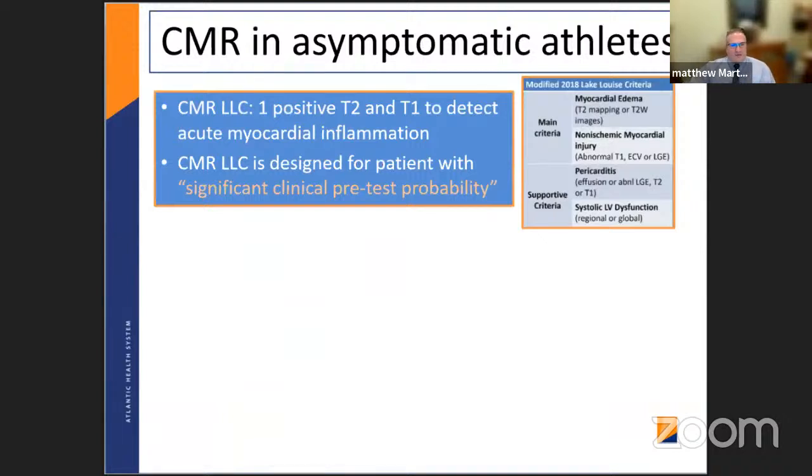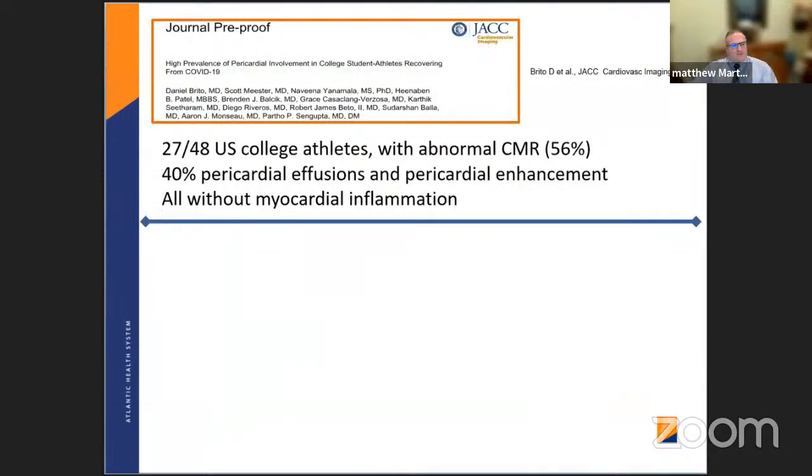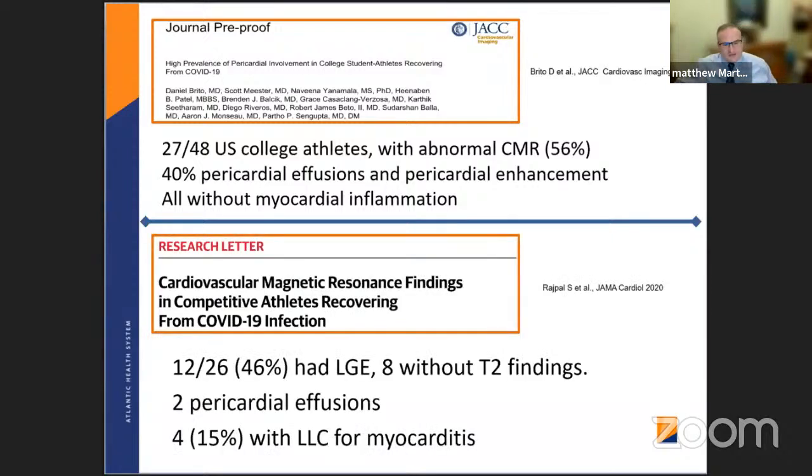In the asymptomatic athlete, utilizing this criteria led us astray in the last year or so during COVID with advising athletes. And it started with this group who published early on because we were all nervous about it. When they looked at abnormal MRI in almost 60% of athletes, 40% had pericardial involvement with effusions or pericardial enhancement, and they didn't have myocardial inflammation. That was the complete opposite in the next group that showed about 50% had abnormal late gadolinium enhancement, some with T2 findings, the majority without T2 findings. Pericardial effusions were unusual but present, and 15%, or 1 in 6, met Lake Louise criteria.